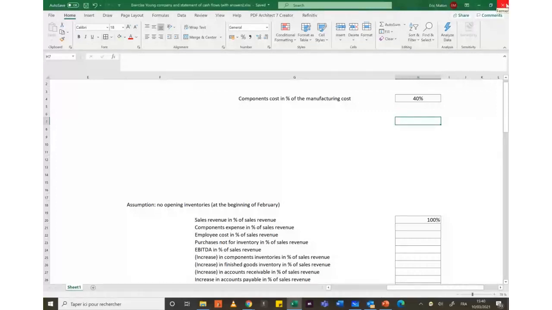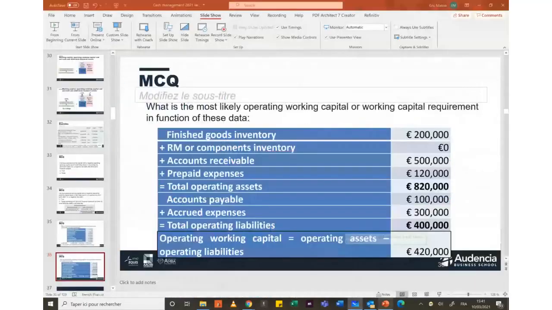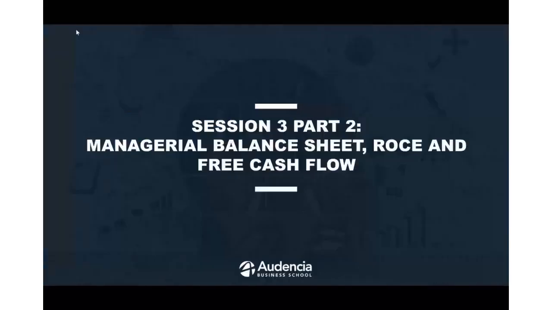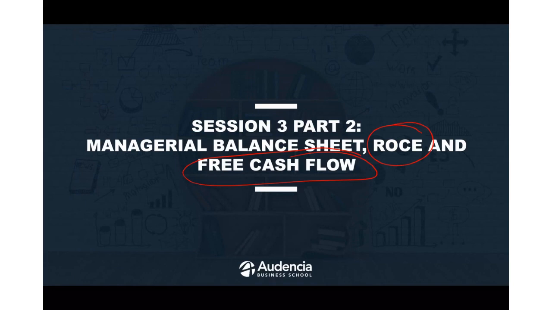Okay. So I come back to the PowerPoint. So now we can start the managerial balance sheet, the ROCE, and the free cash flow. We'll see we have relation between ROCE and free cash flow. We have the calculation of the free cash flow for the NPV. We will see how we calculate the free cash flow for the NPV, the net present value.